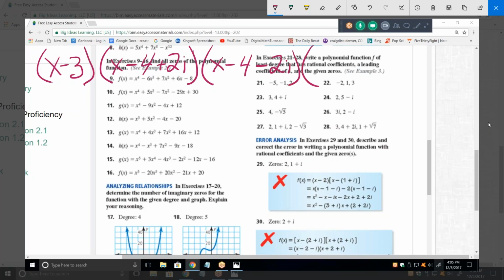Then x minus 1 plus square root of 7. And then x minus 1 minus square root of 7. What if that said minus 1 right there? Now, what would the last two factors be? x plus 1 plus square root of 7. And then x plus 1 minus square root of 7. Okay, good.